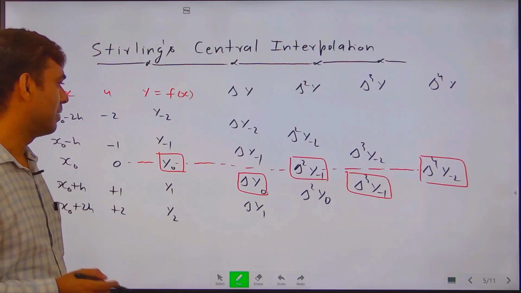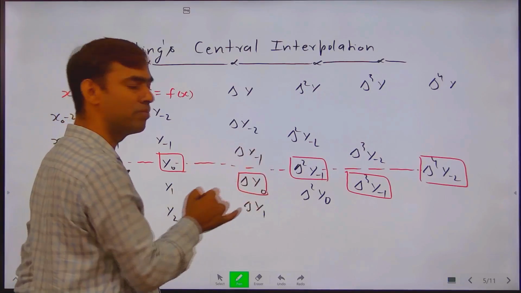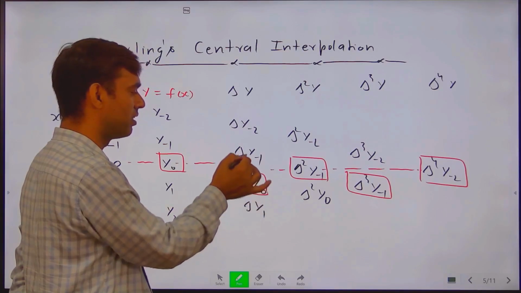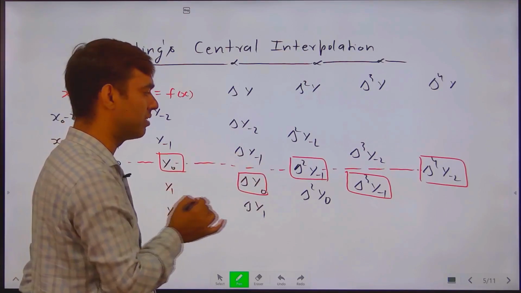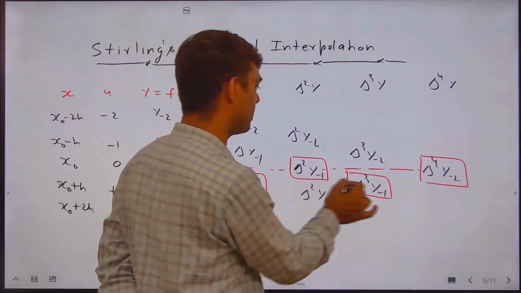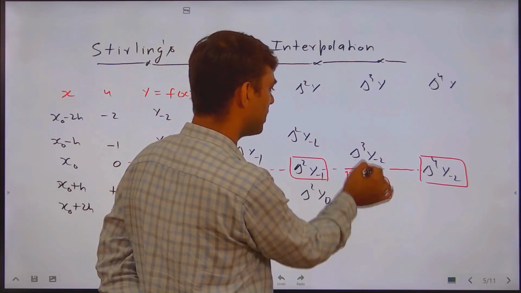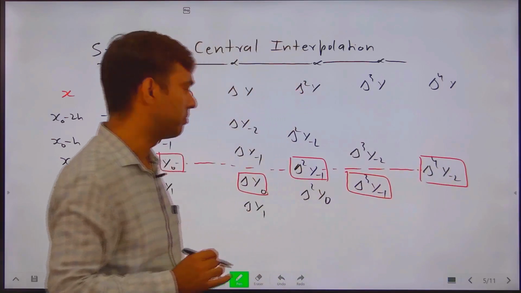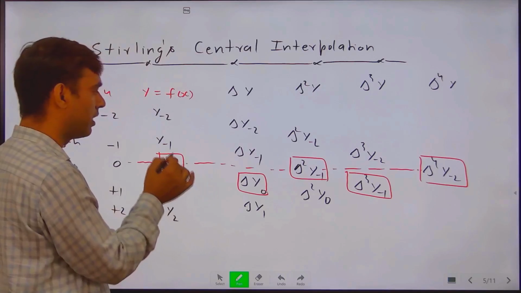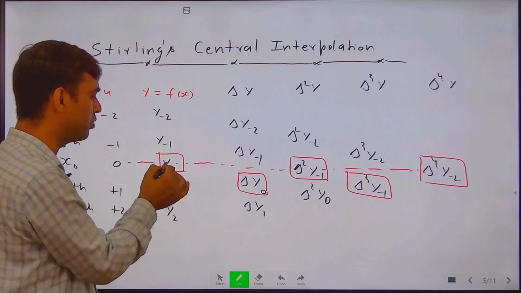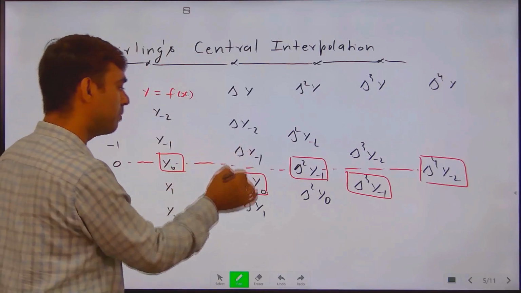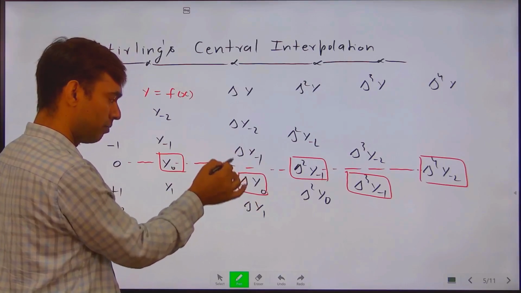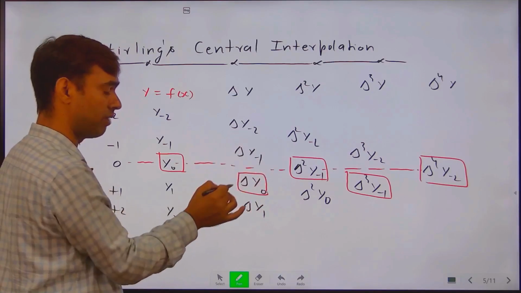But if there is an even number of terms, there are two terms with a middle term, central term. Here del y 0 and del y minus 1 are the middle terms. Here del 2 y minus 1 is the central term. Del 3 y minus 1 and del 3 y minus 2 are middle terms. Del 4 y minus 2 is a middle term. In Gauss forward, if there is an odd number of terms, then we use the central value. But if there is an even number of terms, then we use the next value, meaning one of the values from the central values.